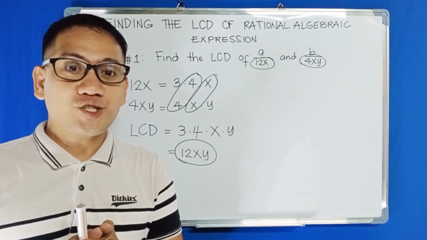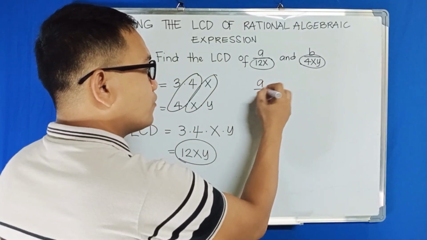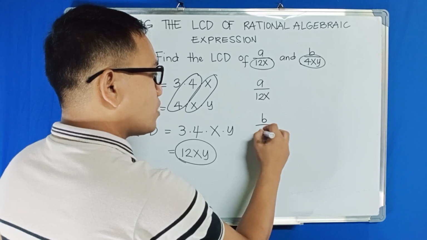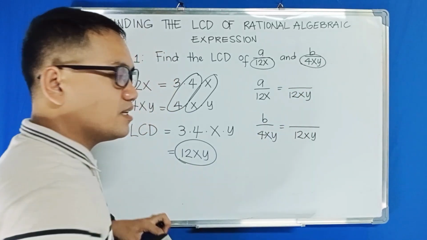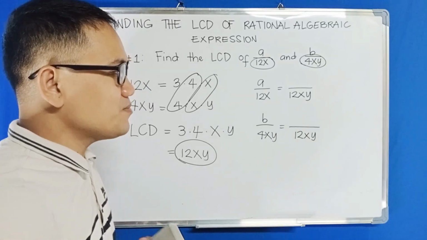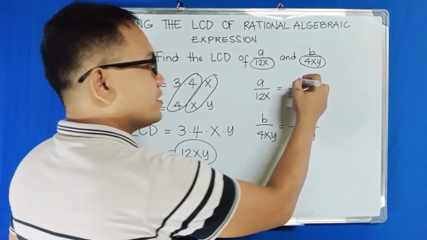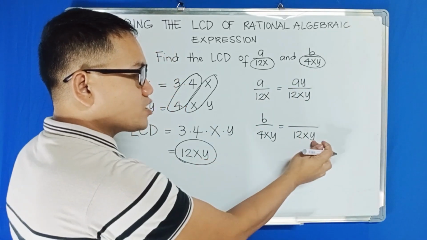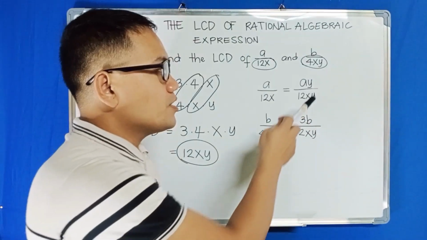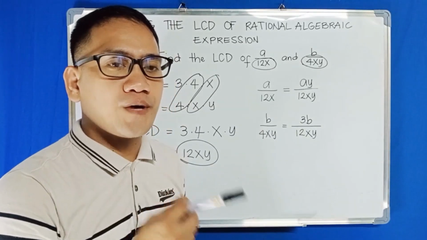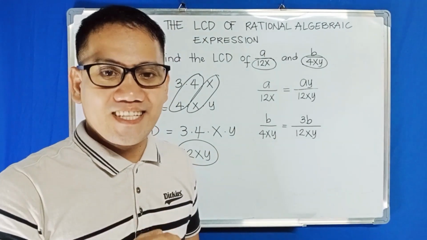To write our rational algebraic expressions, A over 12x and B over 4xy, in their equivalent RAE with their common denominator, which is 12xy, let's write their equivalent RAE. This means 12xy divided by 12x, that would be y, times A, so we have Ay. And 12xy divided by 4xy, that is 3, times B, we have 3B. So this can be considered as the equivalent rational algebraic expressions of our given example with their common denominator. With this, we can add or subtract these RAE.